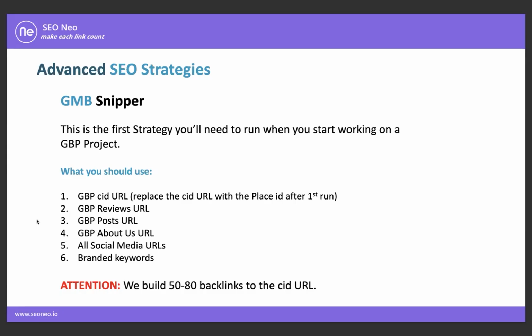So the first campaign, GBP Sniper, you are going to use only branded keywords, I'm sorry, not primary keywords. But pay attention, you will run GBP Sniper using the CID URL only once, in order to build 50 to 80 backlinks. We don't want to build more links because after a specific amount of backlinks, we have seen a decline in rankings, specifically after 150 backlinks. So if you get 50 to 80, you are 100% safe. After this, if you want to rerun the GBP Sniper for the same GBP, then you are going to replace the CID URL with the Place ID, okay, after the first run.